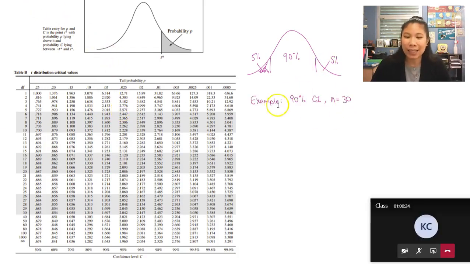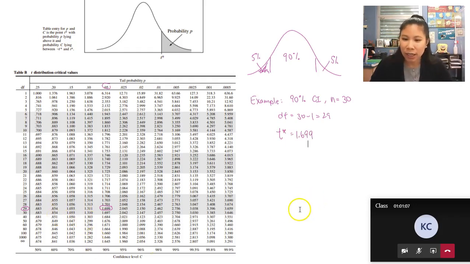So let's do an example. Let's say I'm trying to find a 90% confidence interval where our sample size is 30. That means for a 90% confidence interval, we'd have 5% to the left and to the right of that curve. So we're looking at the tail probability of 0.05. n equals 30 means my degrees of freedom is going to be 29, because 30 minus 1. Really good at subtraction. So I'm going to use my df equals 29 row here and end up with t star equals 1.699.